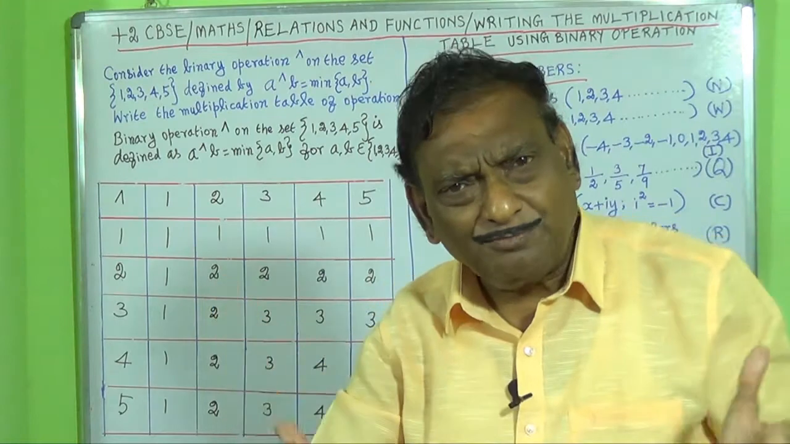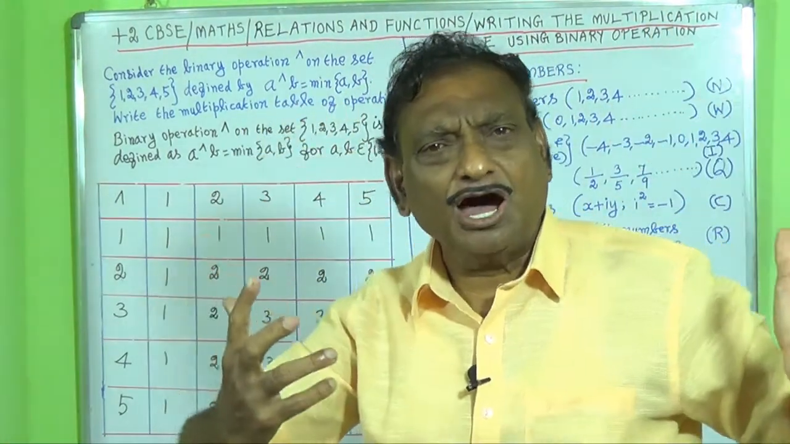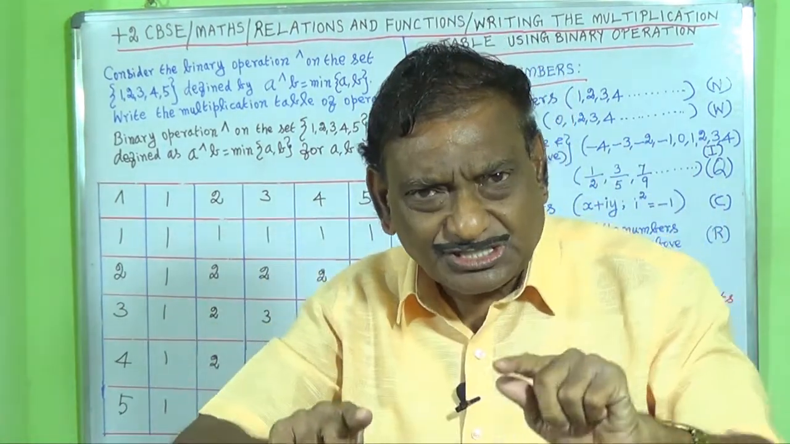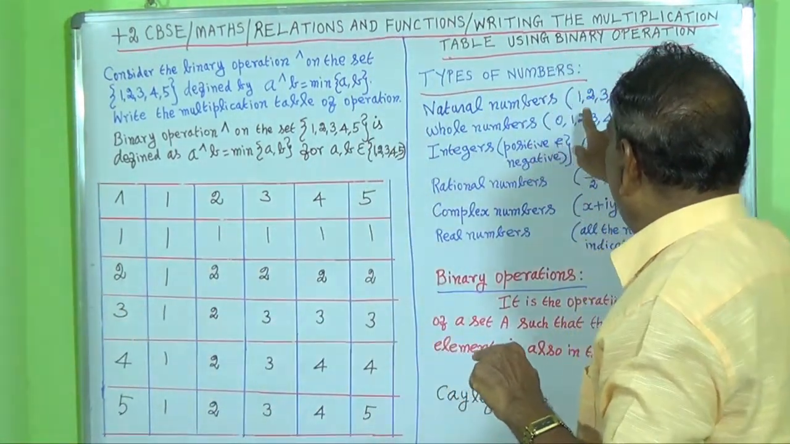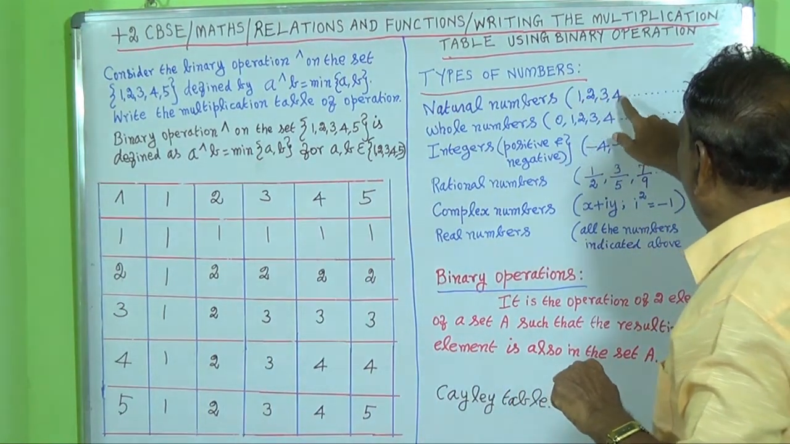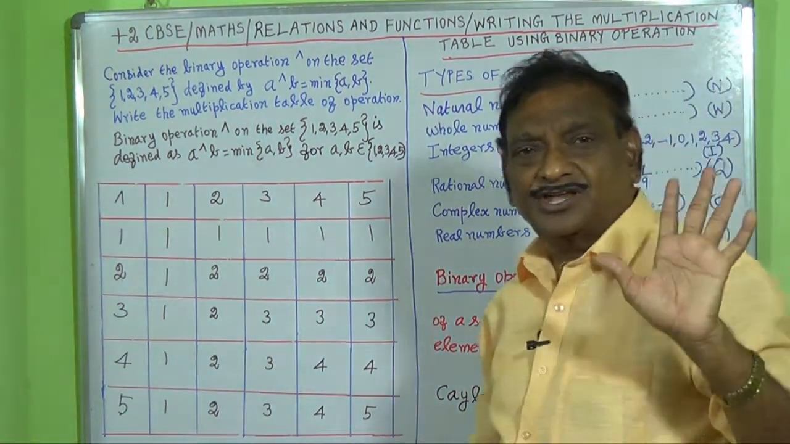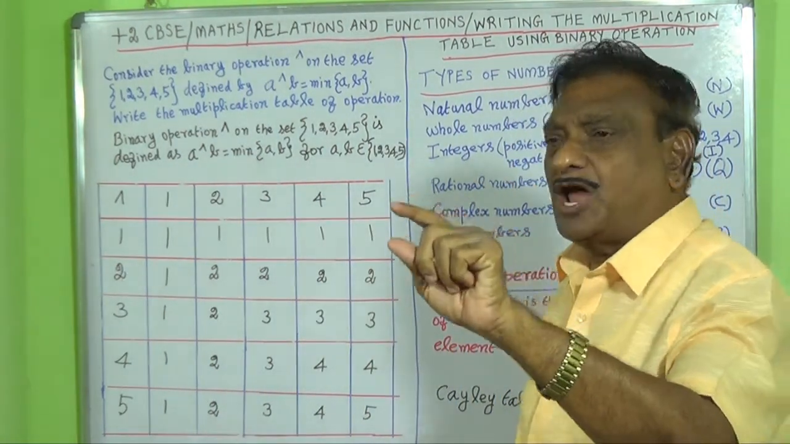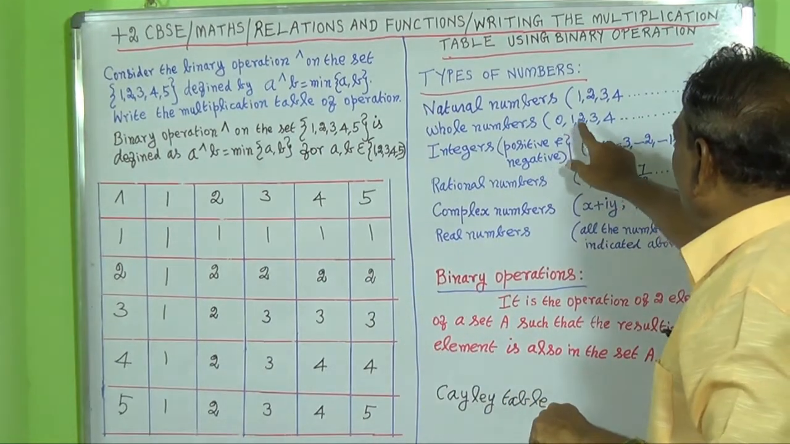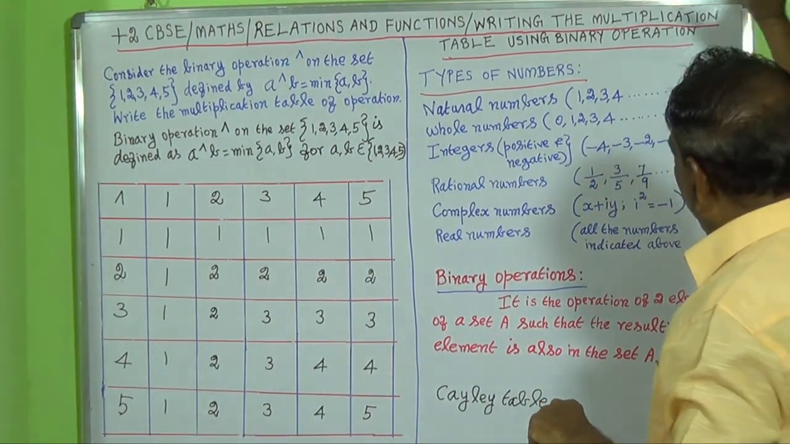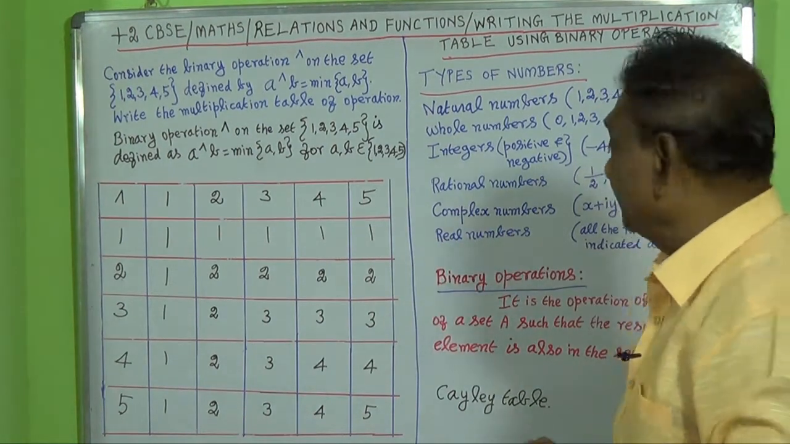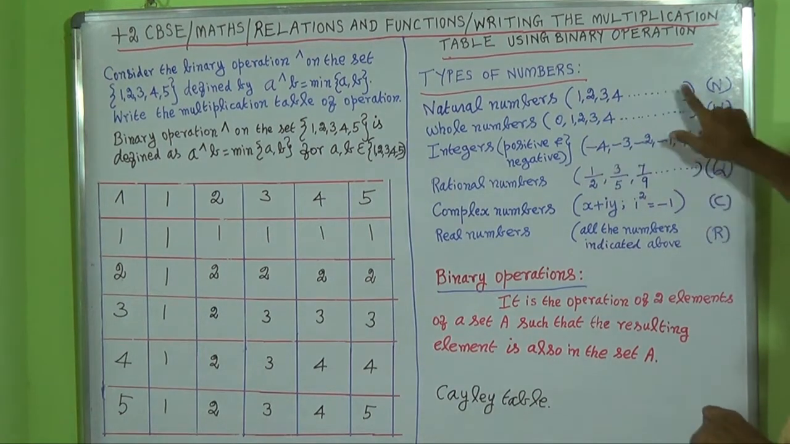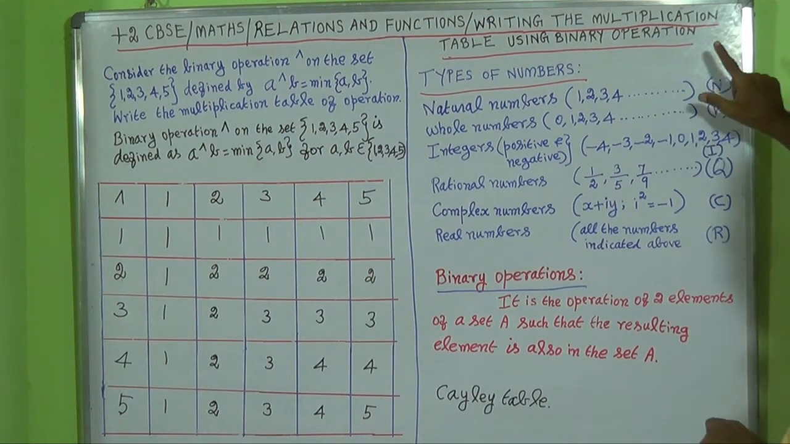What are the types of numbers? The types of numbers are natural numbers. It is also called counting numbers. That is, it starts from 1: 1, 2, 3, 4, etc. What are the whole numbers? The whole numbers start from 0: 0, 1, 2, 3, 4. It will go on infinitely. The whole number is denoted by the letter W. The natural numbers are denoted by the letter capital N.